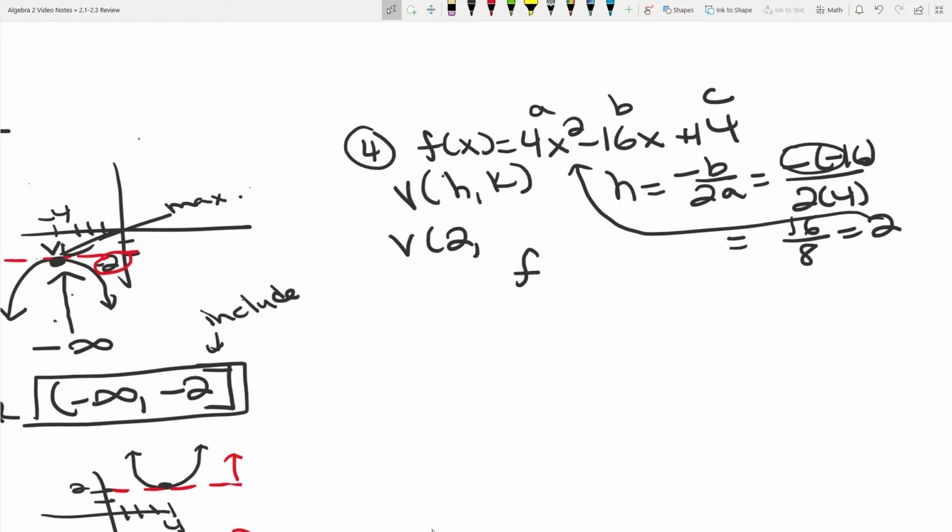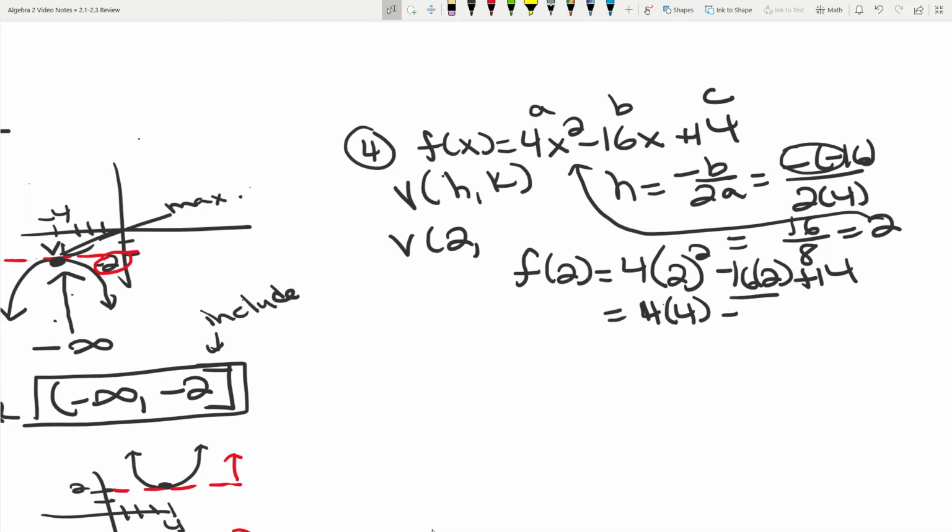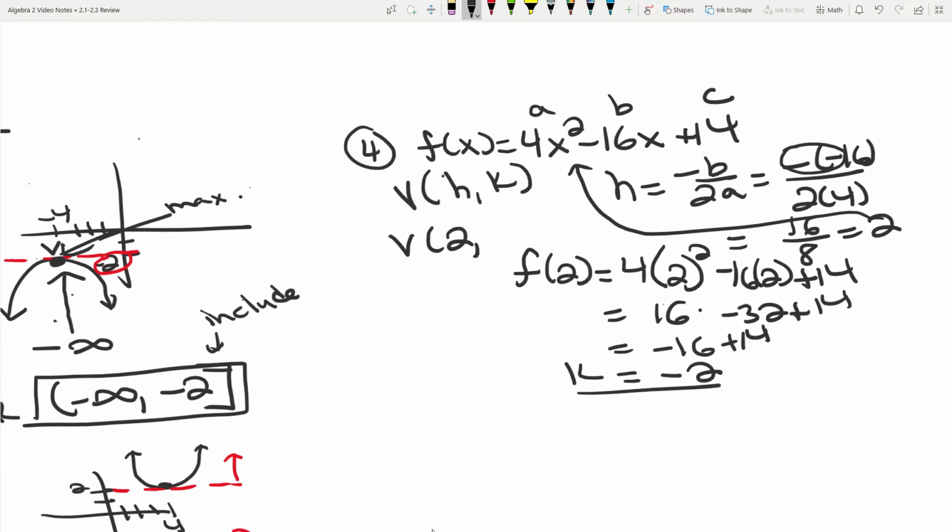So we have f of 2 equals 4 times 2 squared minus 16 times 2 plus 14. 2 squared is 4, 4 times 4 is 16. So let me just write this out. That's going to be negative 32 plus 14. Okay, so we got 16 minus 32 is negative 16, and negative 16 plus 14 is negative 2. So this right here is my k value. So now we got our vertex. All right, vertex is done.